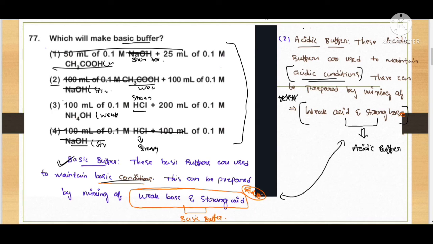So according to our question, for a basic buffer our condition is a weak base and a strong acid. Here, strong acid is present and weak base is present. This will make the basic buffer solution. So 3 is our correct answer.